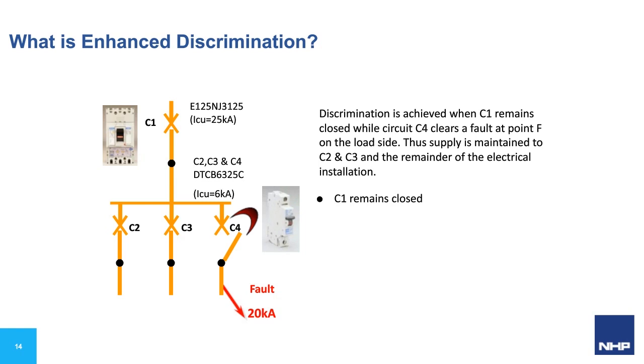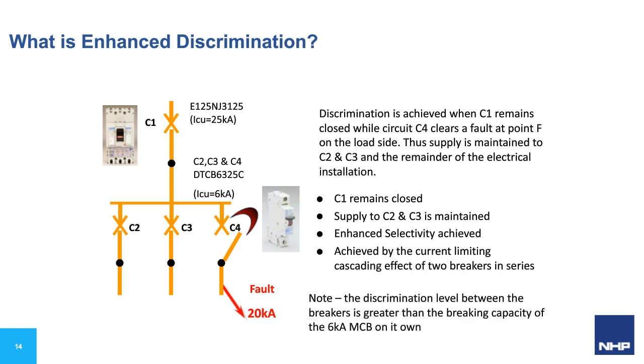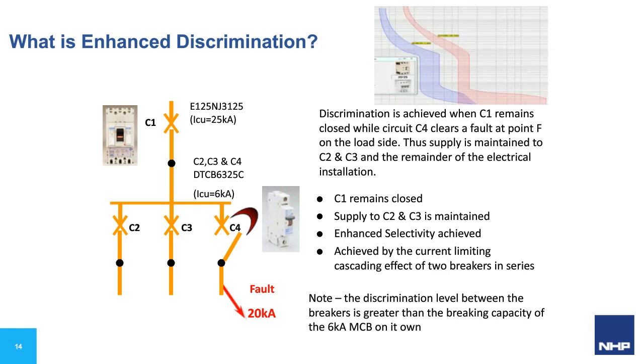Some of the physical actions of the upstream breaker exhibit current limiting behaviour of cascading, however to a lesser extent and for a shorter time. This ensures that the breaker does not actually trip. This action enhances the breaking capacity of the downstream device beyond its tested limits while still achieving selectivity to this high level.